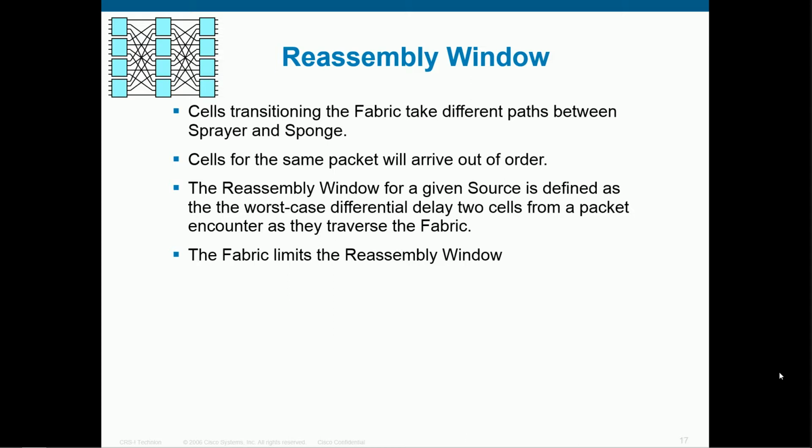What I really liked here is the reassembly window, which allows for cell transitioning between the fabrics. They can take different paths, and thus get to the endpoint or the memory quicker, thus allowing for simultaneous putting back together of the packets. They can arrive out of order and the unit can still reassemble them, which is what I was looking for, even though that slide was named reassemble.